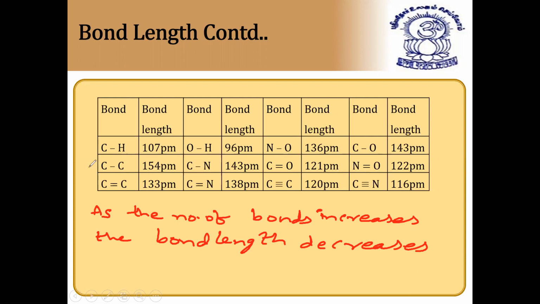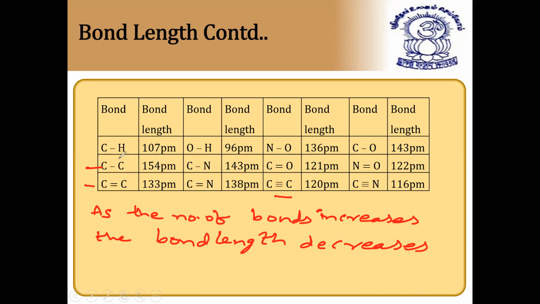If you can see here, C single bond C is alkanes, this is alkenes, and this is alkynes. So 154 picometers, 133 picometers, 120 picometers. This is between similar carbon and carbon atoms. I'm telling about alkanes, alkenes, and alkynes. If you take CH bonds, 107 picometers, OH bonds, 96 picometers, NO bond, 136 picometers, CO bond. These values, we need not remember them. They have just given examples.